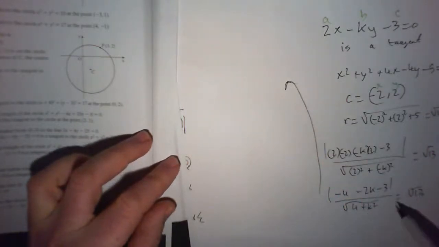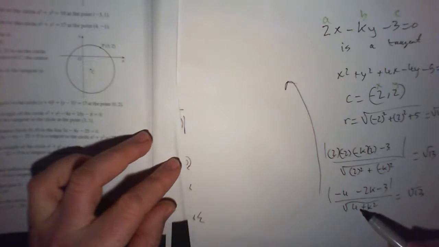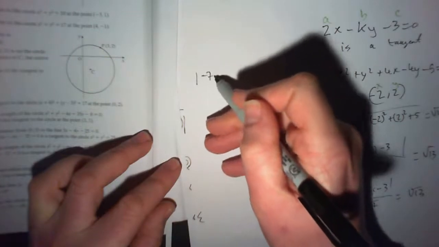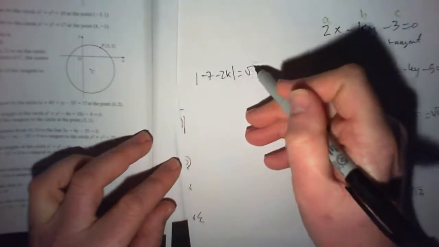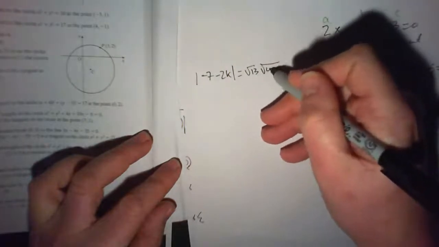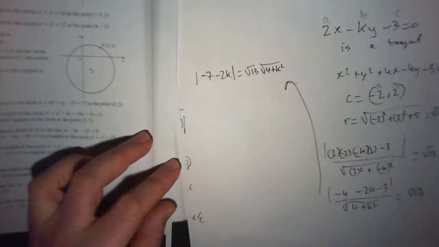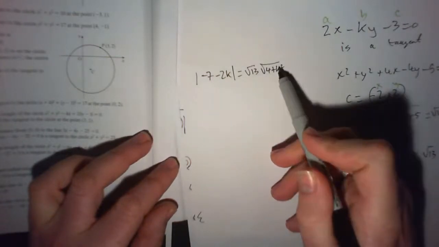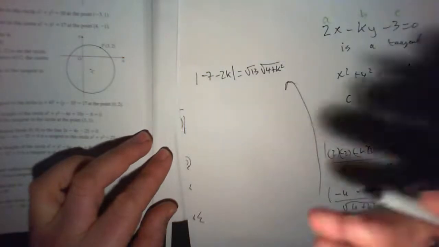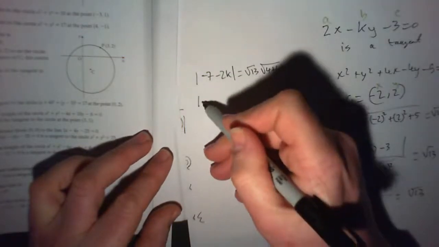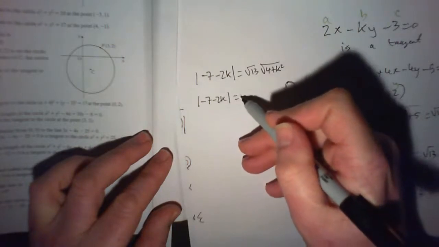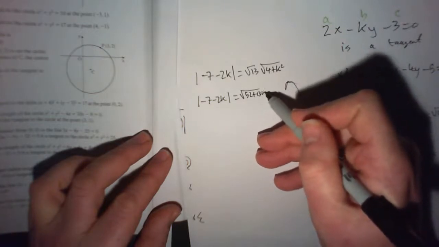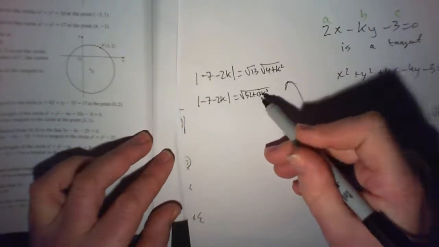So let's multiply out this side of it first of all. This is root 13 by that. So let's get that to one side. So remember, we're going to have the absolute value of minus 7 minus 2k equal to root 13 root 4 plus k squared. Okay, so there's a couple of things you can do here. You can multiply roots together by putting them under the one root. That might just tidy things up a little bit for you. Minus 7 minus 2k equal to root 52 plus 13k squared. So at least that tidies that up.